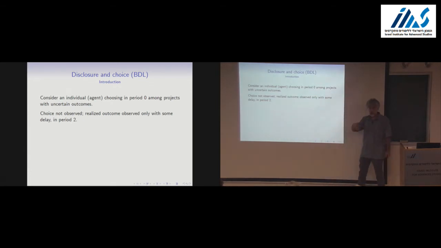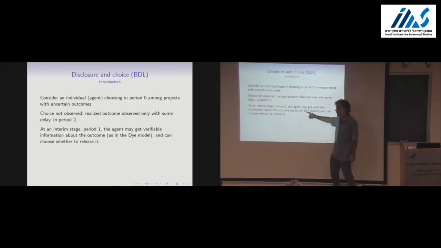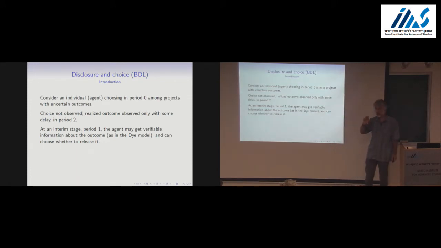Actually, the success of the project, what it realizes, is observed, but only with some delay at the end of the game. In the middle, the agent gets information that he can provide, so he gets evidence with some probability, just as in the die model, and he can choose whether or not to release it. So, at the beginning you choose, I'll be giving an example shortly, but at the beginning you choose between what project to engage in. After you've chosen the project, that project realizes its outcome. It's an uncertain project. It can be bad, middle, or high. Okay? Bad, middle, or good.